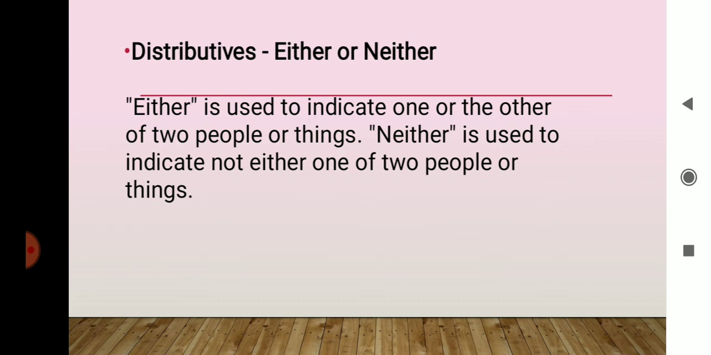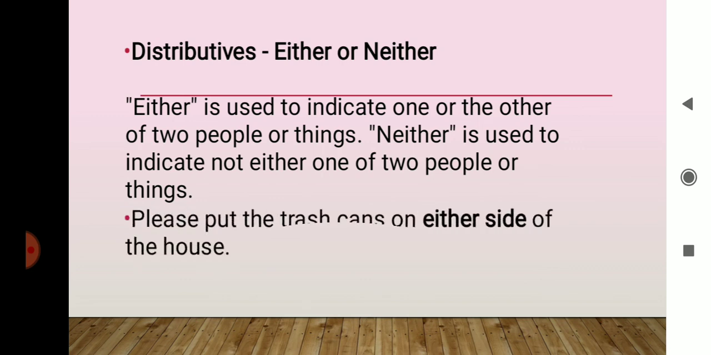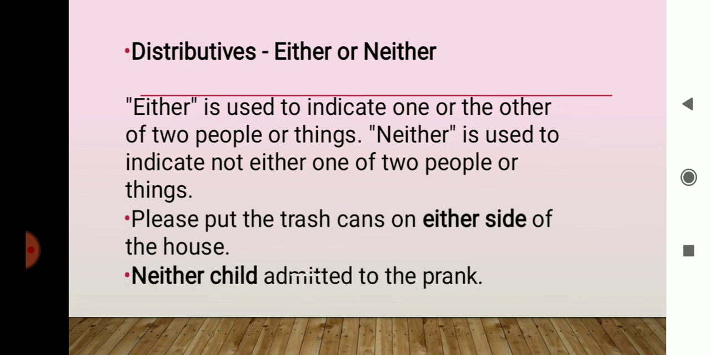Let's see use of either or neither. Either is used to indicate one or the other of two people or things, whereas neither is used to indicate not either one of two people or things. Let's see the example. Please put the trash cans on either side of the house. Neither child admitted to the prank.